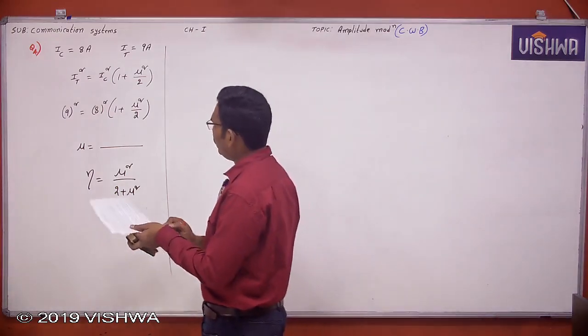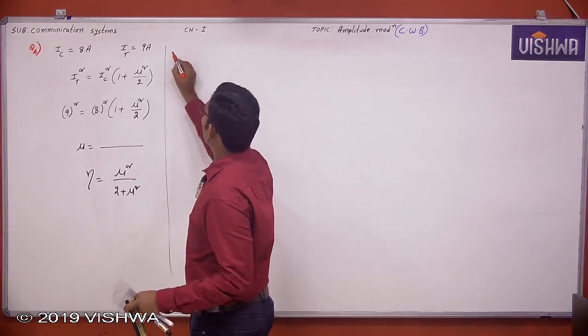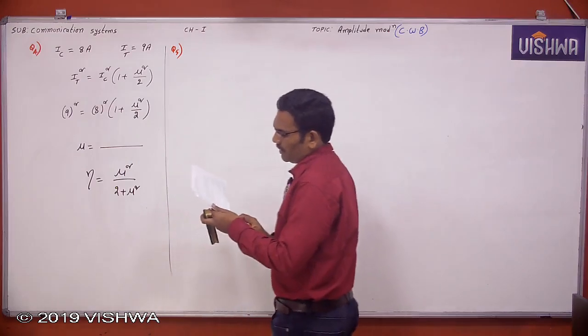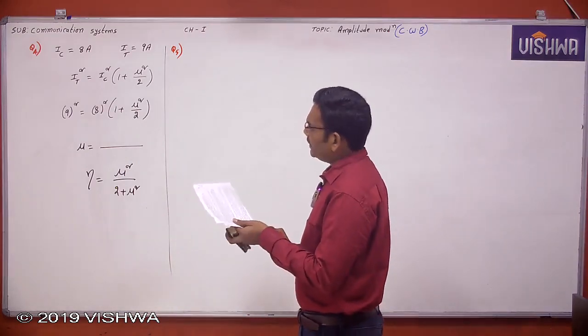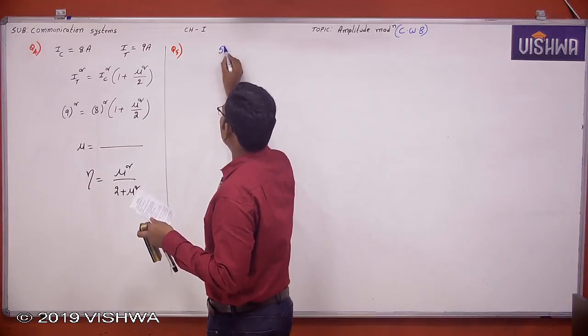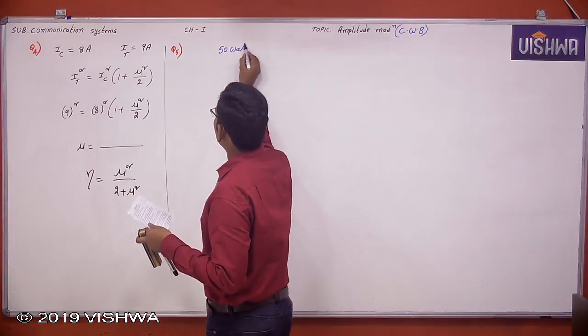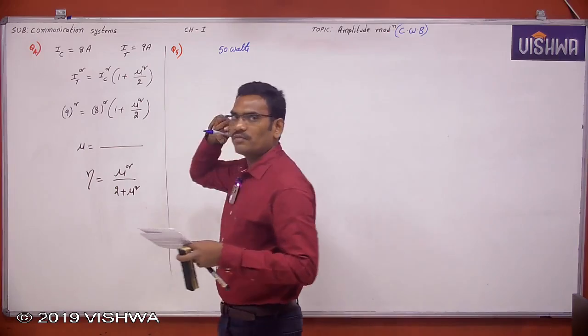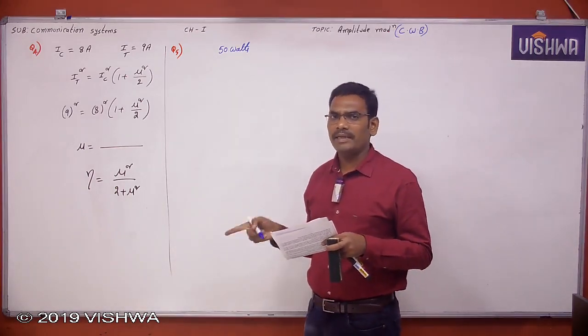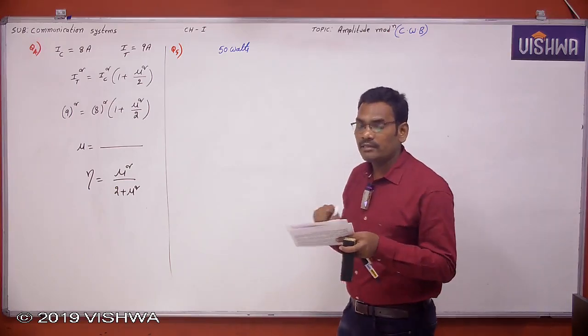Now question number 5. What is question number 5 in our classroom workbook? Question number 5 is: an AM transmitter radiates 50 watts. Most of the students are confused whether this 50 watts should be taken as Pc or Pt or Psb. So you should read the question carefully.